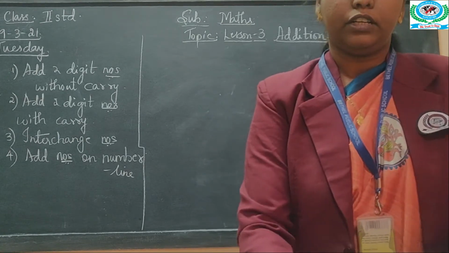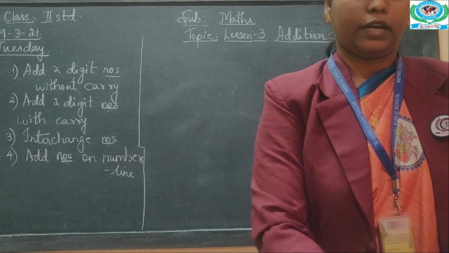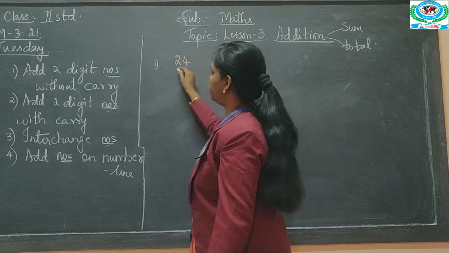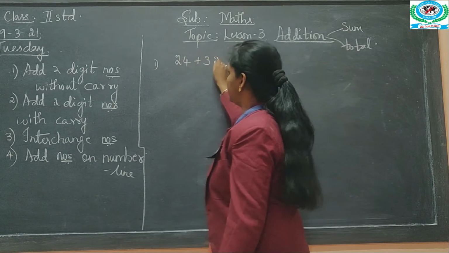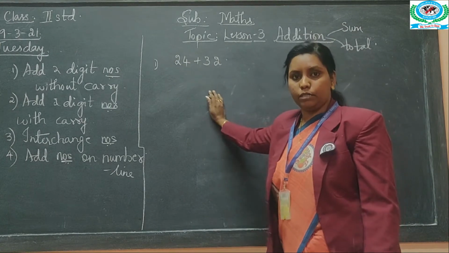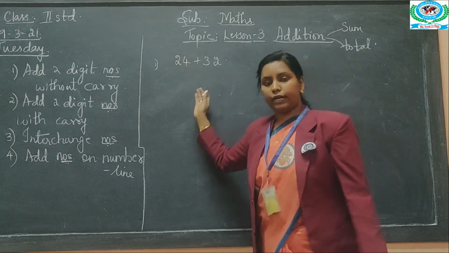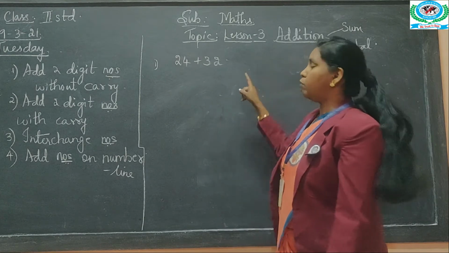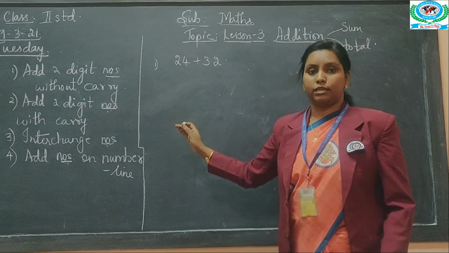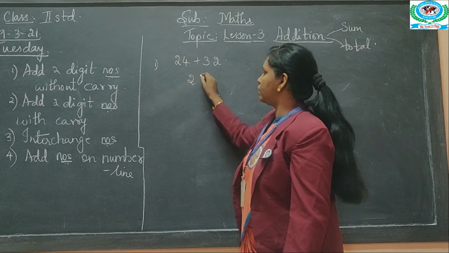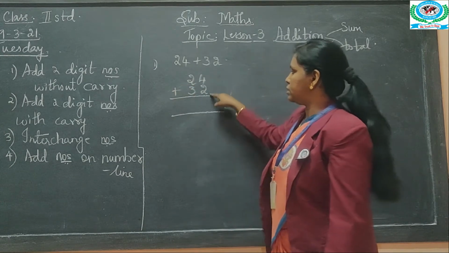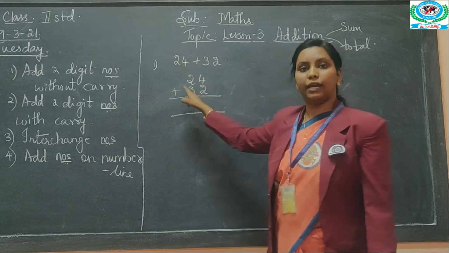Fine children, shall we start? Here, when I give you an example of 24 plus 32, both are 2-digit numbers, isn't it? So we can't add directly like that. We know the place value chart, so we are going to arrange these numbers in the place value chart. That is 24 plus 32. This is in units place and these numbers are in tens place.